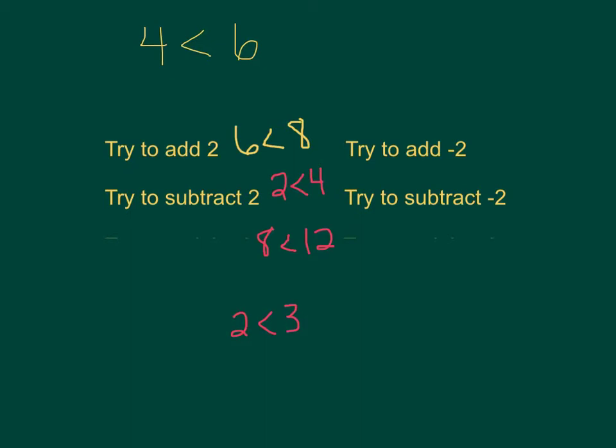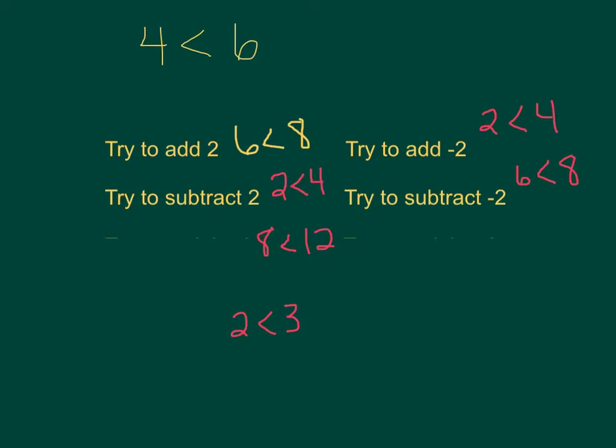Alright, let's try adding negative 2. If I add negative 2 to 4, I get 2. If I add negative 2 to 6, I get 4. And that is again a true statement. Let's subtract a negative 2, which would give me 6. And if I subtract a negative 2 from 6, I get 8. And that is also a true statement.